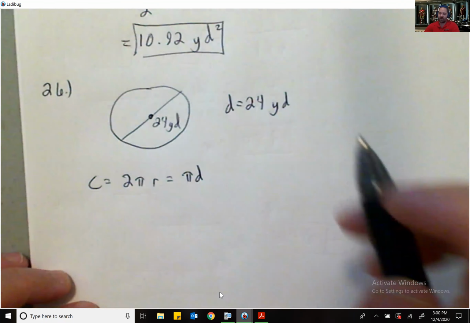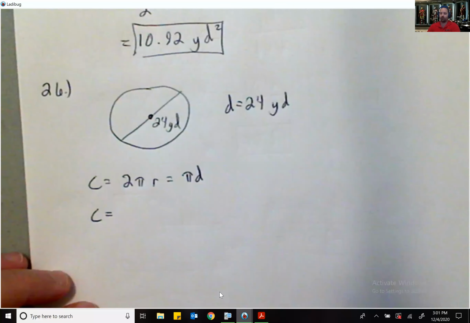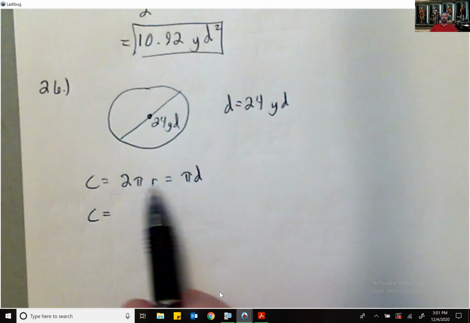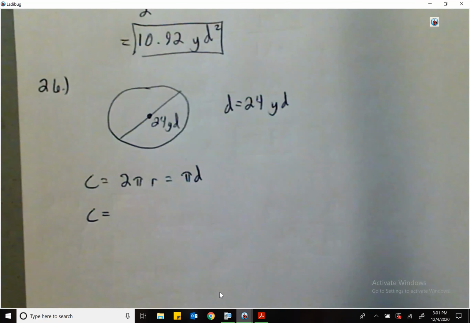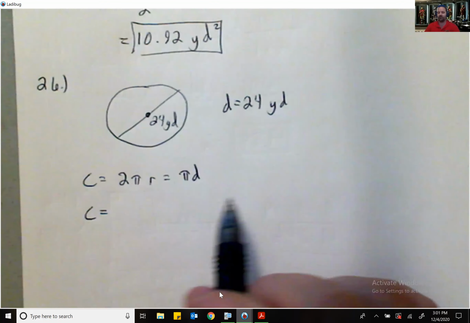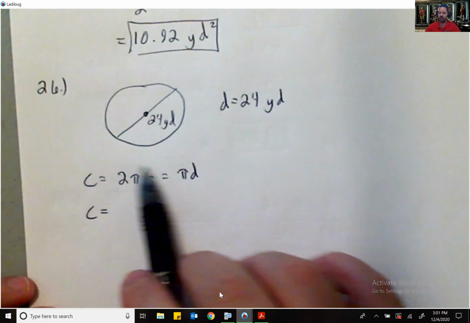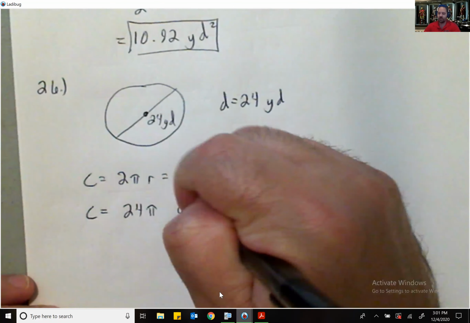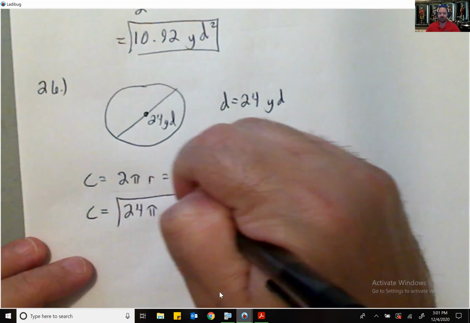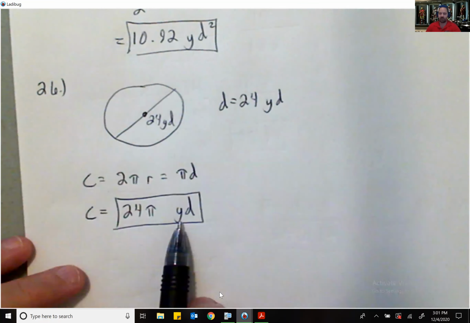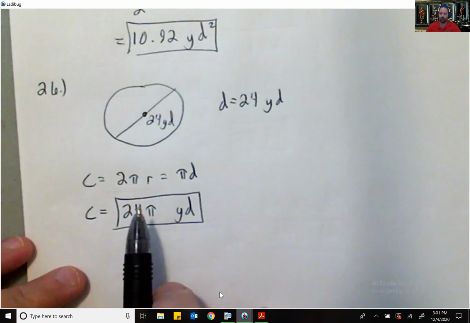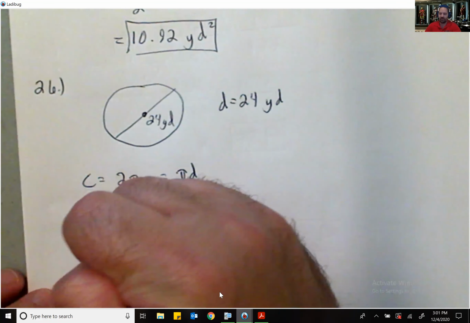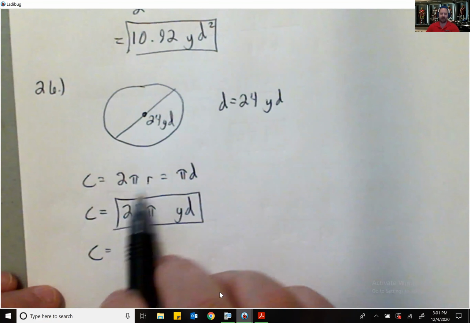So if I was to find the circumference, which one would be the easiest formula to use for me right now? Pi diameter. So the circumference of this circle, the crust, is 24 pi yards. That's the first answer. This is what they want because they want you to leave pi alone. Then the second answer will be the rounded version of this to the nearest tenth.